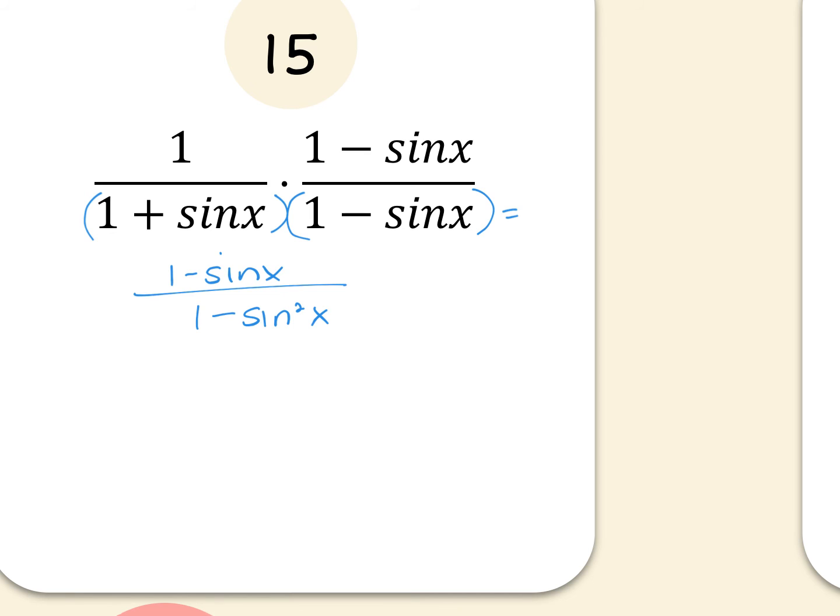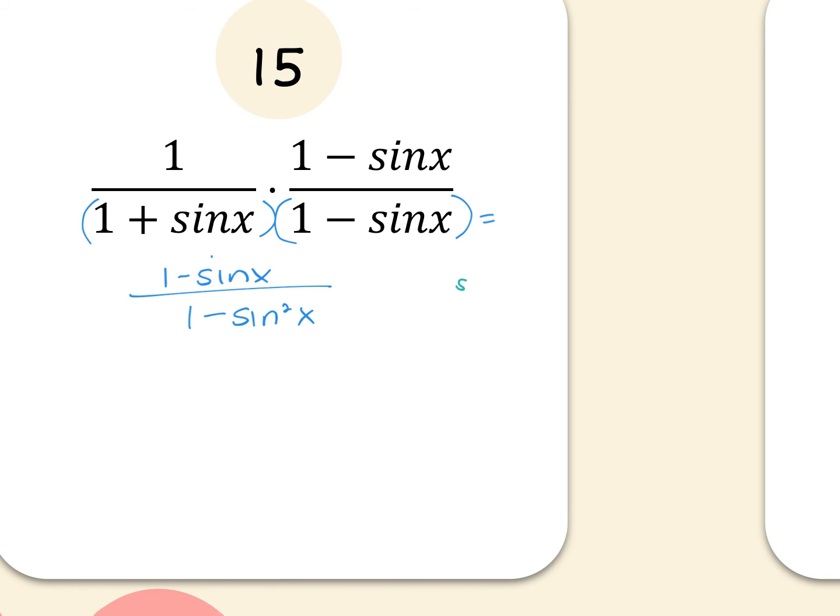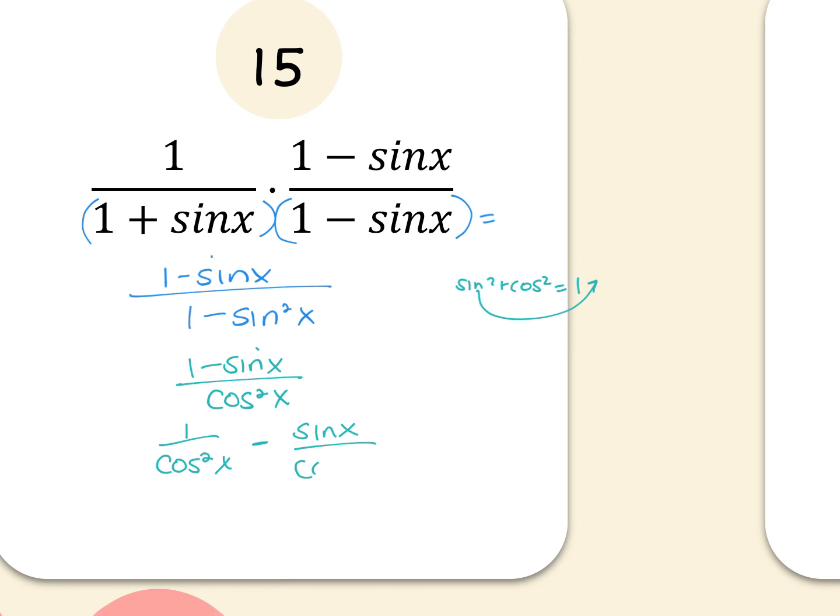Now what? The bottom could be cosine. Good. Sine squared plus cosine squared equals 1. So 1 minus sine squared would be cosine squared. Now here's the other fun thing you can do with fractions. If the sum or difference is in the top, I can split this and give them both the denominator. So I can make it 1 over cosine squared of x minus sine x over cosine squared x.